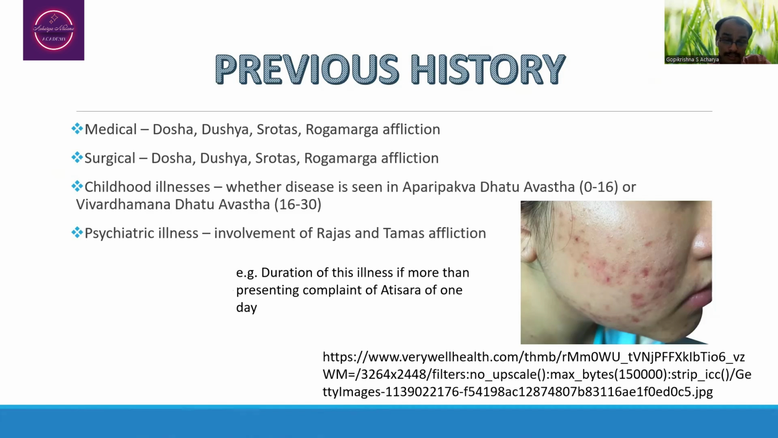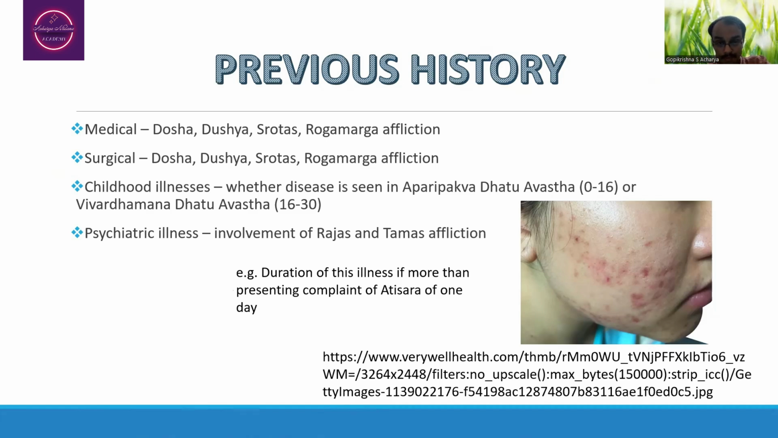Regarding the childhood illnesses, if any illness is present at the age of 0 to 16 years, we may suspect the aparipakva dhatu avastha in an individual. And if the person has presenting complaints between 16 and 30, we may suspect vivardhamana dhatu avastha. Psychiatric illnesses may be helpful in predicting the possible rajodosha or tamodosha affliction.